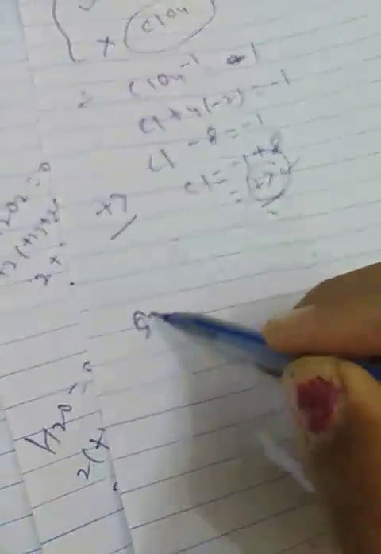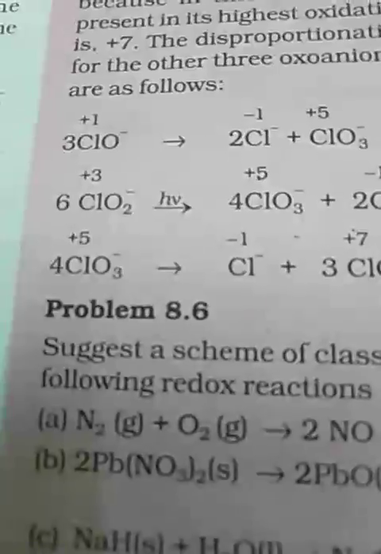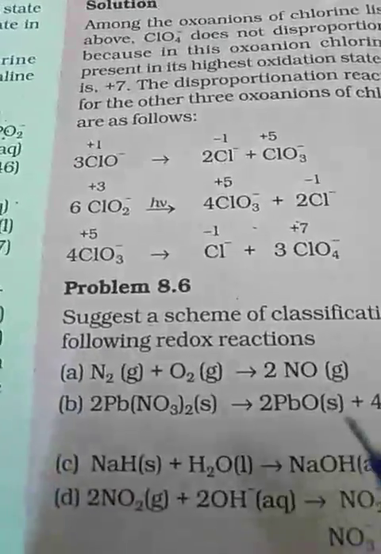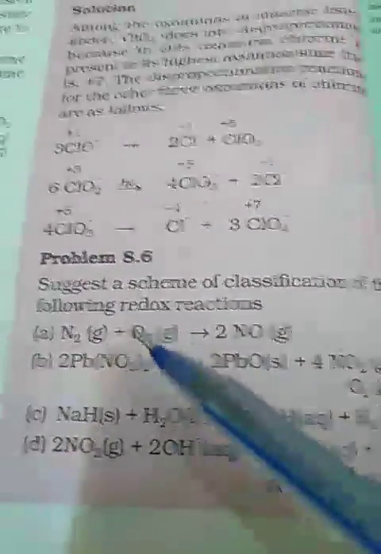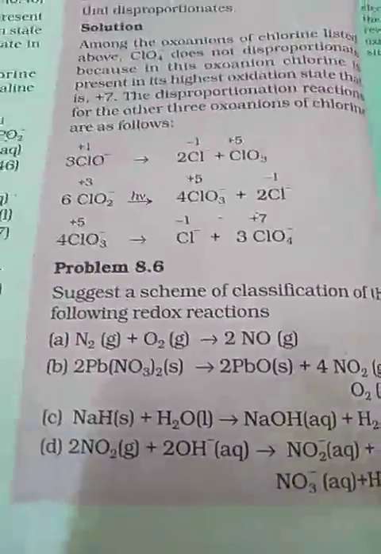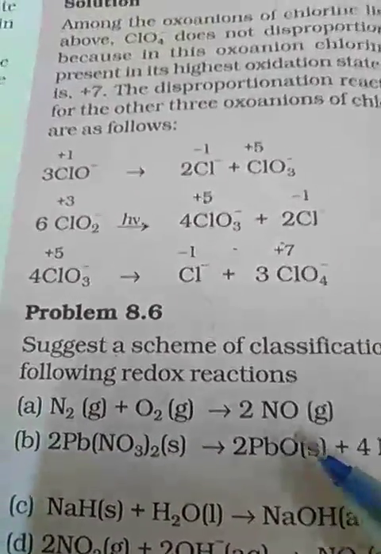Okay. Now our next problem 8.6. Suggest a scheme of classification of the following redox reactions. Scheme means you have to show the type of classification. The 4 classes I showed you, again I am revising: combination, decomposition, displacement, and the last one, disproportionation. So the first one, N2 plus O2, is the example.